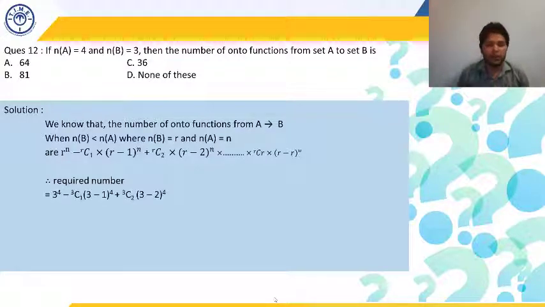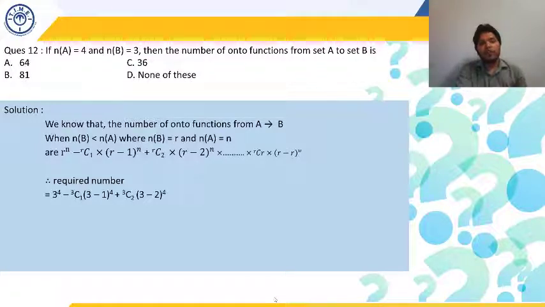So we'll be getting 3 to the power 4 minus 3C1, because the value of r is 3 and the value of n is 4, minus 3C1 (3 minus 1) to the power 4, plus 3C2 (3 minus 2) to the power 4. We can take one more term also, minus 3C3 into (3 minus 3) to the power 4. But 3 minus 3 is 0, and 0 into anything will again become 0. So there is no need to take the plus 0 also, right?